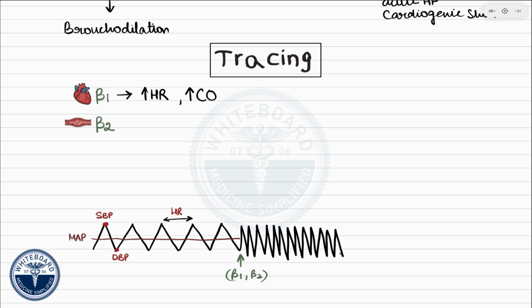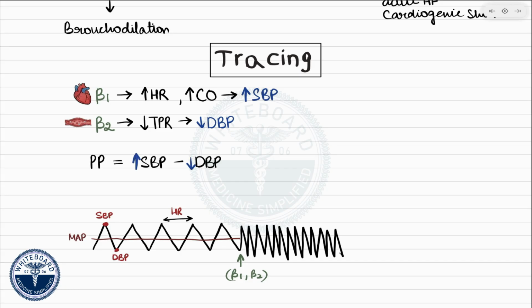Next, consider the beta-2 receptors, which are present on the vascular smooth muscle supplying skeletal muscles. Stimulation of these receptors causes vasodilation, leading to a decrease in total peripheral resistance. As the resistance falls, diastolic blood pressure decreases. At the same time, the increased contractility produced by beta-1 stimulation raises the systolic blood pressure by increasing the stroke volume. As a result, the difference between systolic and diastolic pressure becomes larger, producing a wider pulse pressure.